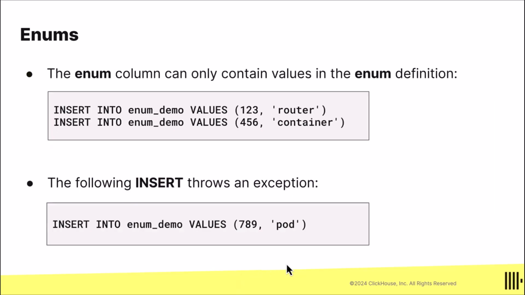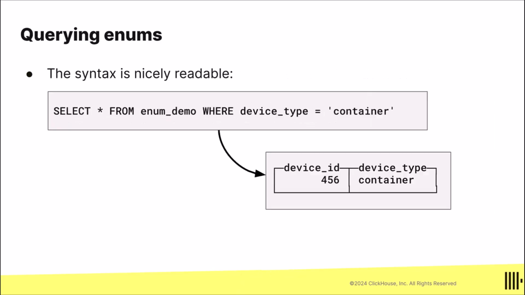So that's actually going to throw an exception. So that is kind of the downside to enumerations. But if you were to filter by container or something, you treat it as a string, but it is stored as a number behind the scenes. Very efficient. If you have billions of rows, this is a massive efficiency gain. Very important to use enumerations when you can.